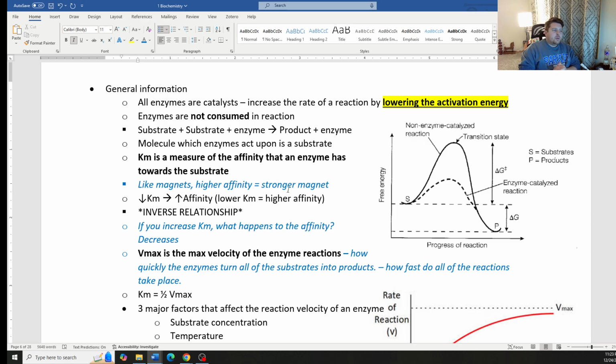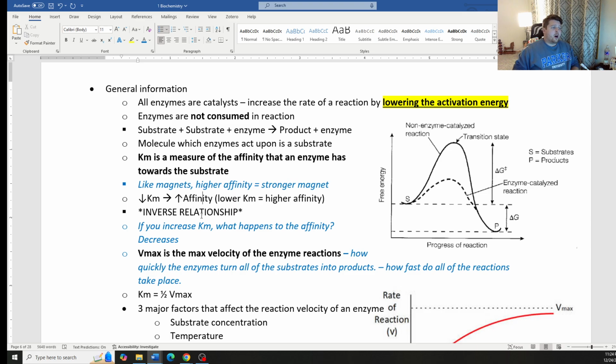It gets a little bit confusing because Km and affinity have an inverse relationship, meaning that the higher the affinity the enzyme has towards that substrate, the lower the Km value. And vice versa, the lower the Km value, the higher the affinity.